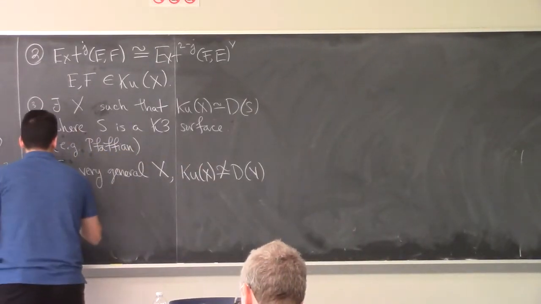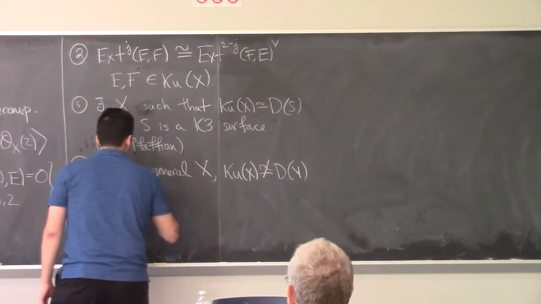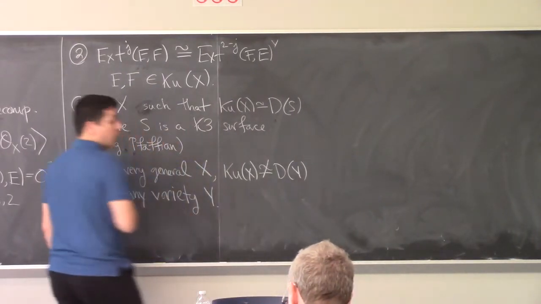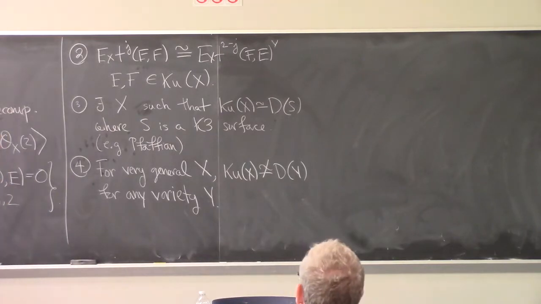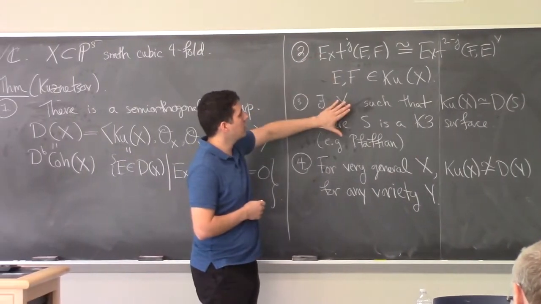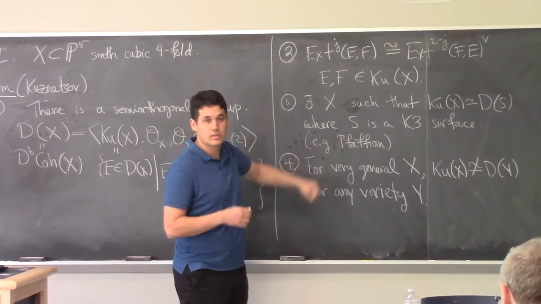Any variety Y. Okay. So to summarize, we have this canonical subcategory. Homologically, it looks like a K3. Sometimes it is a K3, but generically it's not.